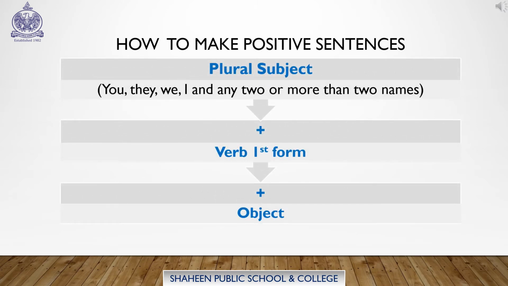How to make positive sentences using plural subject. As I told you earlier that with any plural subject you will not use any s or es. So it's simple, like choose any plural subject, you, they, we, I, or any two or more than two names, plus you have to use the first form of verb without s or es plus object if necessary.